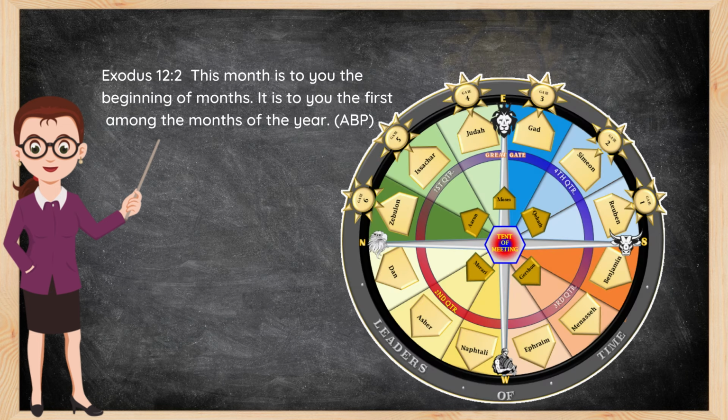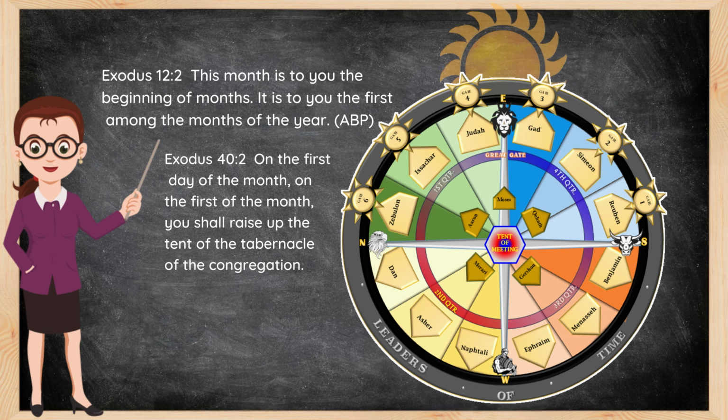Exodus 12:2. This month is to you the beginning of months. It is to you the first among the months of the year. Exodus 40:2. On the first day of the month, on the first of the month, you shall raise up the tent of the tabernacle of the congregation.